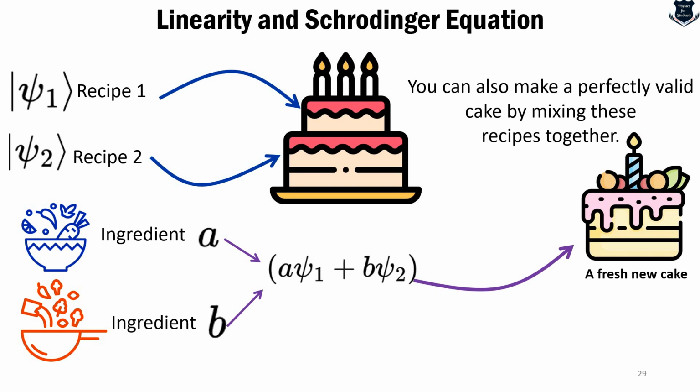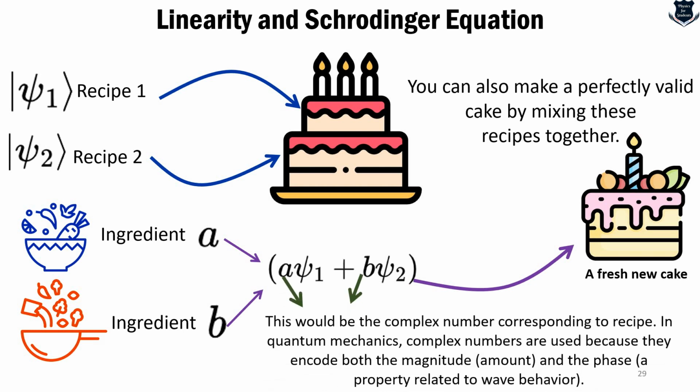And that is the reason you will see that Anton Zeilinger and others in the world of quantum physics are now creating superposition in order to safely secure what is called cryptocurrency or transactions. So obviously A and B would be complex numbers corresponding to the recipe, and in quantum mechanics complex numbers are used because they encode both the magnitude, that means the amount, and the phase, a property related to wave behavior, which is called the phase of a wave, as you already know.